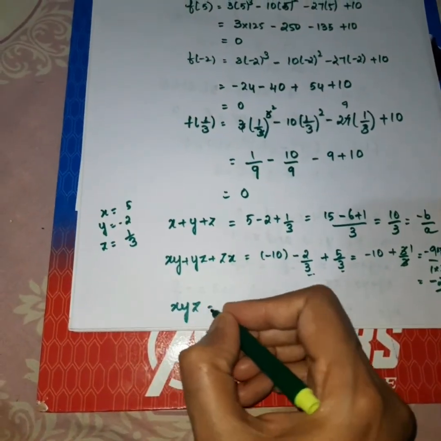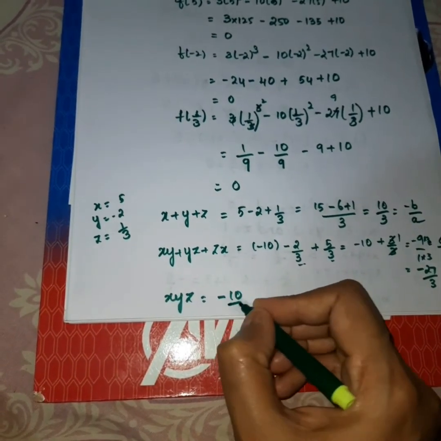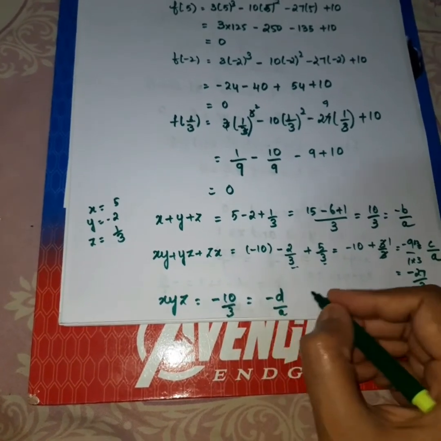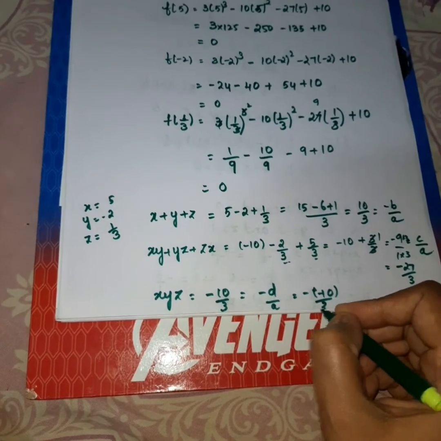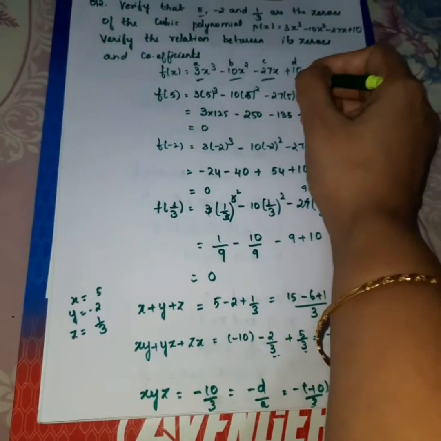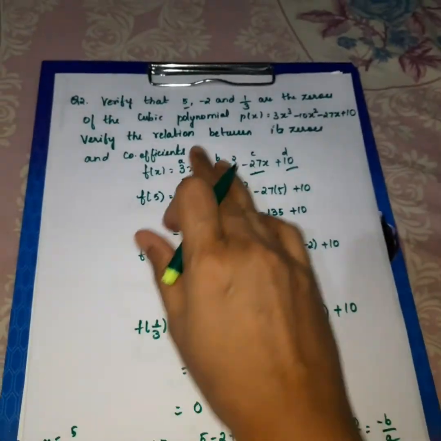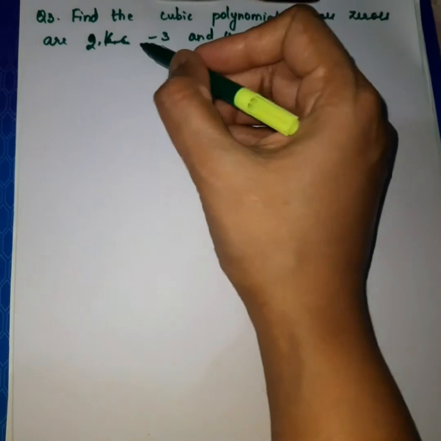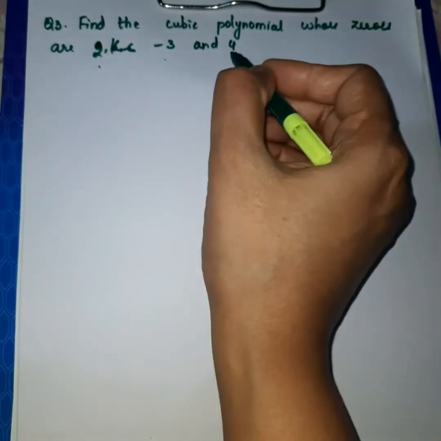Next, the product of zeros is xyz. That's going to be minus 10 by 3, which satisfies minus d by a. Minus into minus is 10 by 3. So the constant value is plus 10 and the coefficient of x cube is a. So this satisfies. Question 3. Find the cubic polynomial whose zeros are 2, minus 3 and 4.